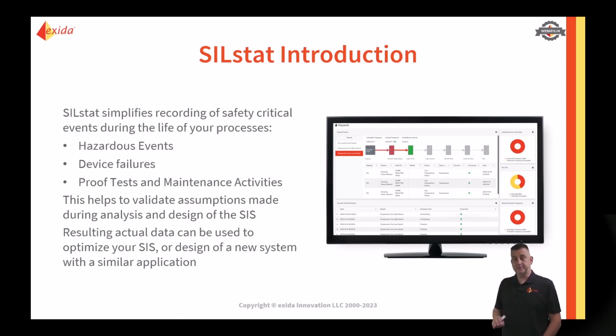This data collection will help you validate the assumptions that you made during your analysis phase and design and implementation phase of the safety instrumented system. The resulting actual data can help you in future designs. For example, by coming to the conclusion that your failure rates are lower than expected, and maybe you can have longer proof test intervals, or based on actual demand rates versus originally assumed demand rates, you can have different risk requirements on the initial safety instrumented function to begin with.